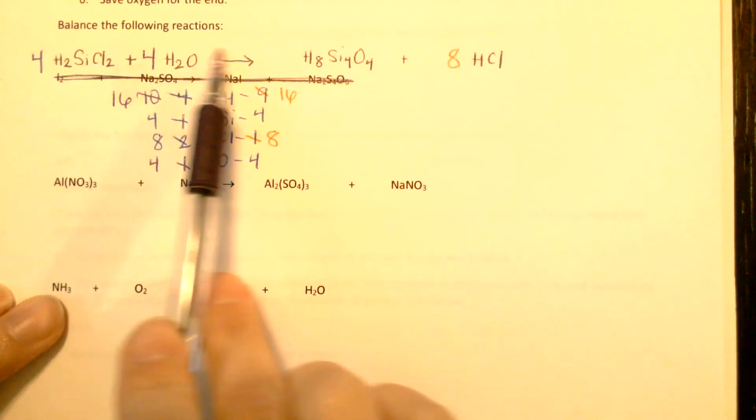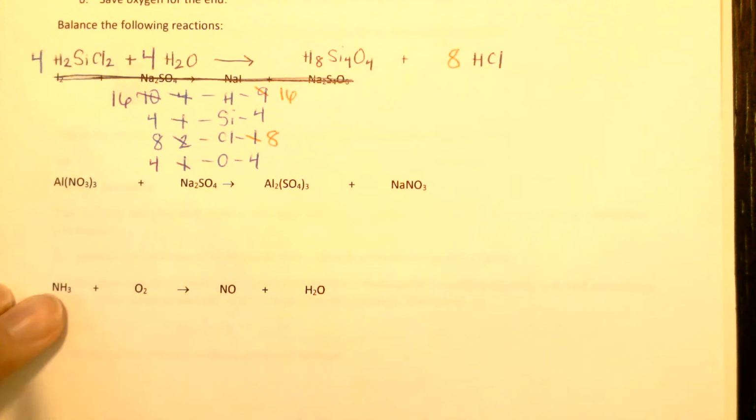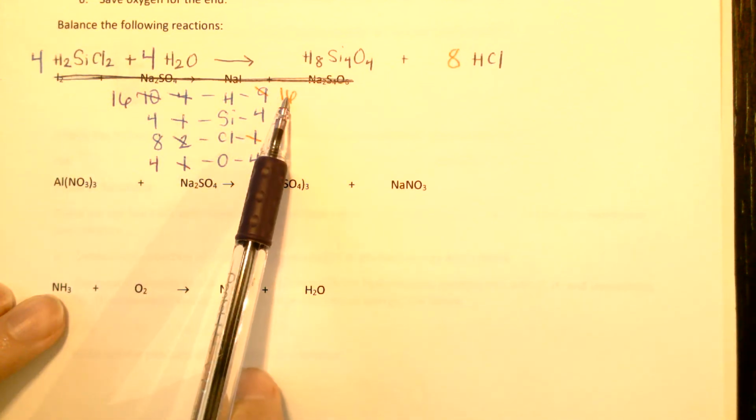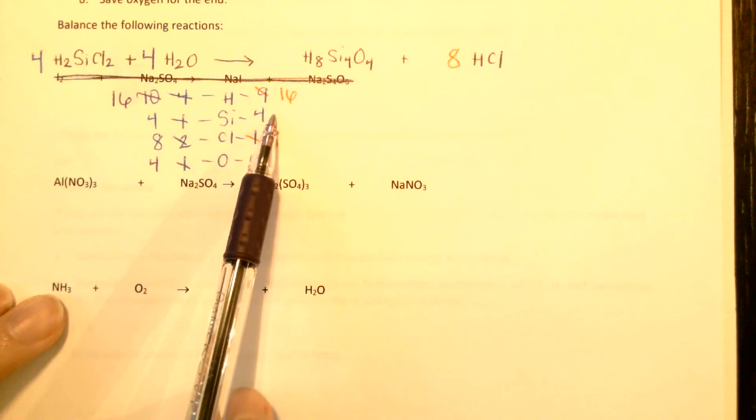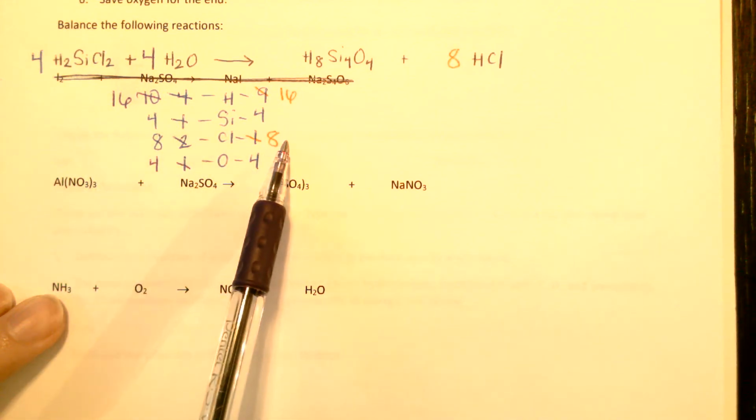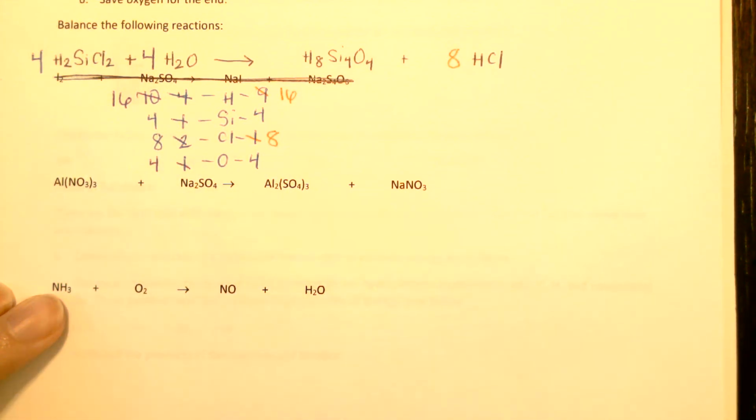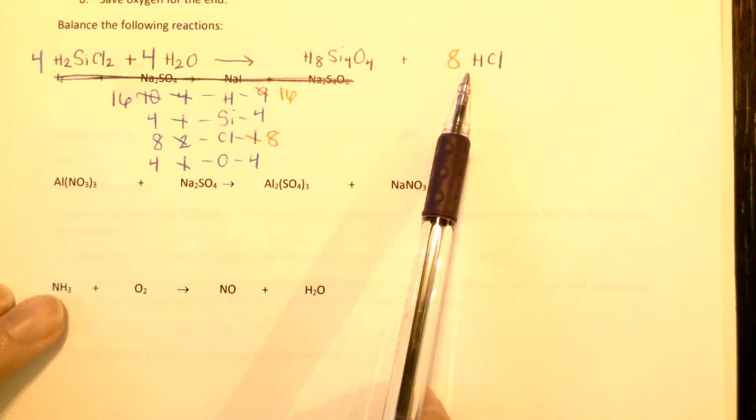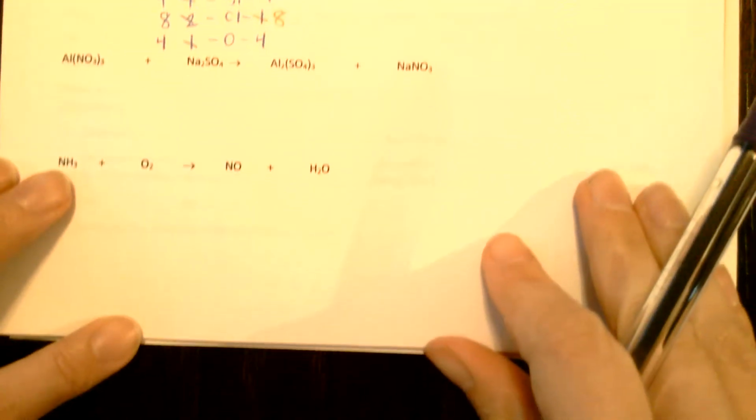Okay, so I have coefficients on everything. So hopefully the hydrogen balances, because I've worked my way through all of these. And it looks like it did. So I have 16 on each side for hydrogen, a 4 on each side for silicon, 8 on each side for chlorine, and 4 on each side for oxygen. So here's my complete balanced equation for this one.